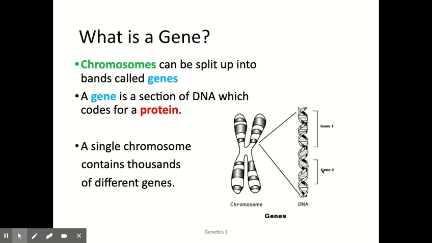Now, each gene codes for a different protein that the cell needs, and a single chromosome contains thousands of different genes. And remember, I pointed out the nucleus of our cells contain 46 chromosomes, so just one of your cells contains 46 chromosomes, each made up of thousands of genes capable of producing thousands of different proteins. So that's a lot of information.